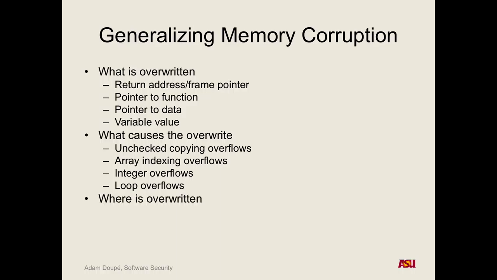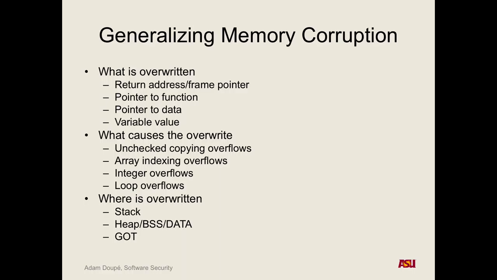Loop overflows. Also, where are we overwriting? We've only looked up to this point at the stack, but there's also the heap, the BSS segment, the data segment. These are all things where you could overflow and overwrite and corrupt memory, and they can all lead to security vulnerabilities. What's BSS? BSS is the uninitialized data section, I believe, like the global variables, basically.